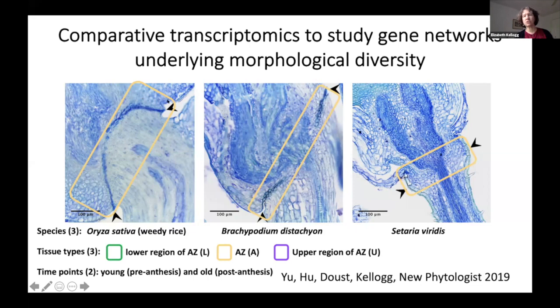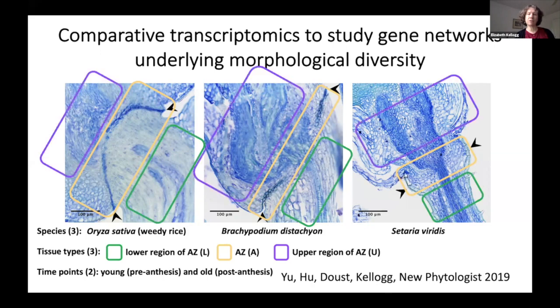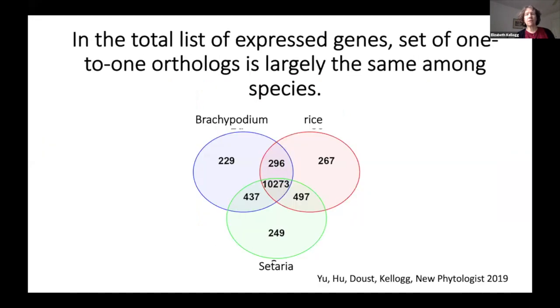So you've seen all of these so far. Here's the abscission zone. She dissected out the regions roughly with this orange box. And then as a sort of internal control, she looked at the area right below the lower region and the area right above, that is the upper region. And so could compare the genes that were expressed in the abscission zone to the ones above and below. And this Venn diagram simply shows that the set of one-to-one orthologs is largely the same among all species, so that the set of genes that are expressed in that region is shared.